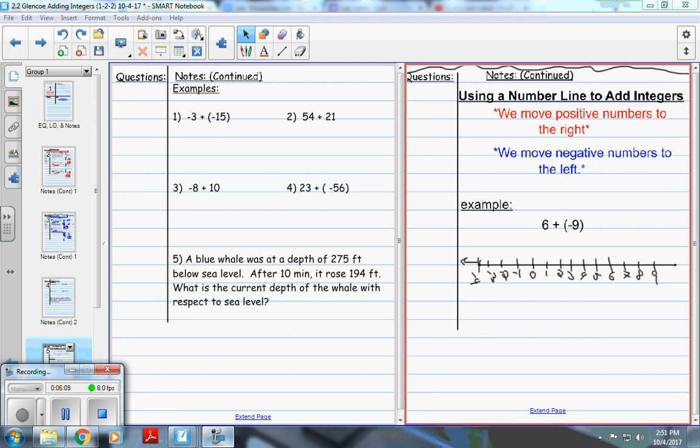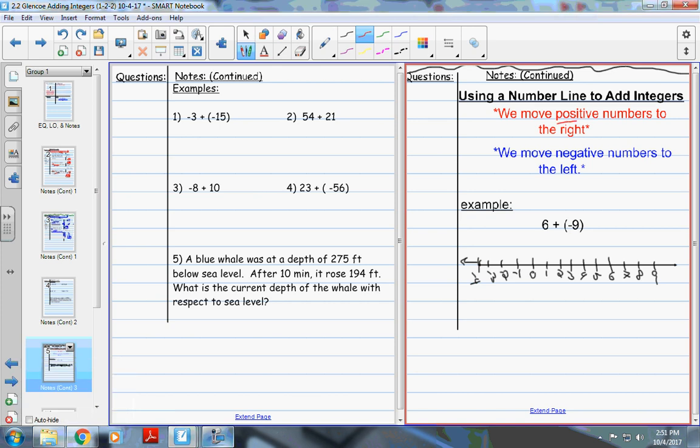Okay, welcome back. So in this strategy, we're learning that we move positive numbers to the right, which is where positive numbers are located on a number line, the right side. And we move negative numbers to the left. And notice negative numbers are on the left side of our number line. So let's go through this example based on how they want us to do it. Technically, we're starting on the number 6. So we're going from 0 over to 6.